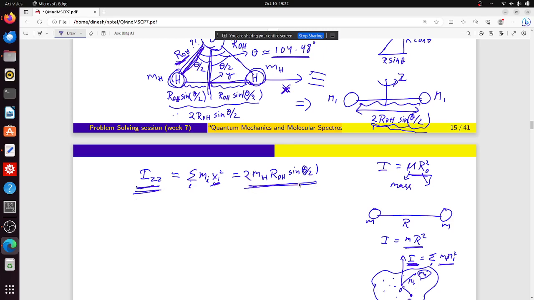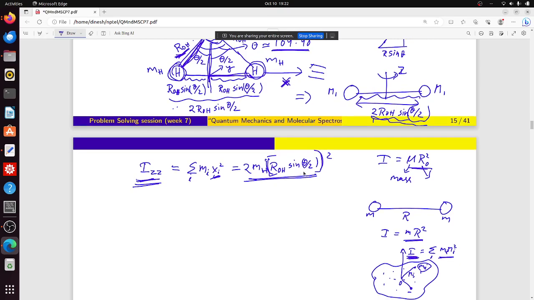Right, are you getting? It will be R_OH sin theta by 2 whole square. Oh yeah, sorry, yeah, this whole square. Okay, thank you. Right, so this is 2 times m_H times (R_OH sin theta over 2) whole square. Right, so this will give me the moment of inertia.